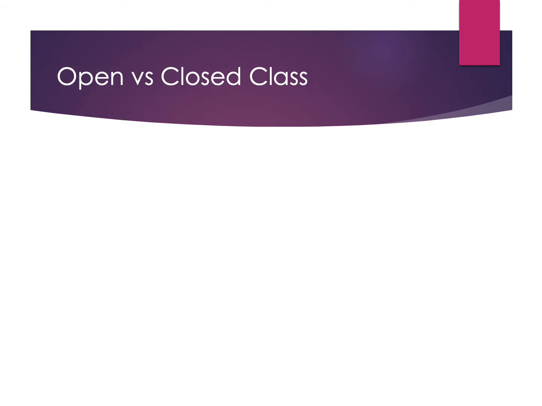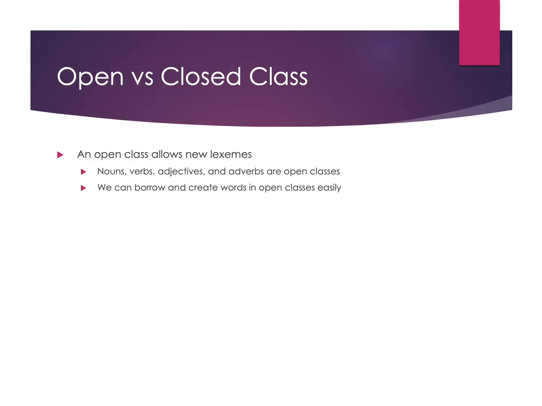And so when we're looking at open versus closed classes, an open class of words is something that allows new lexemes to come into that class. So in English, things like nouns, verbs, adjectives, adverbs are all open class words. It's very easy for us to add a noun or add a verb or change something from a noun to a verb, or to come up with new adjectives. When we create slang, we're constantly adding new adjectives and adverbs.